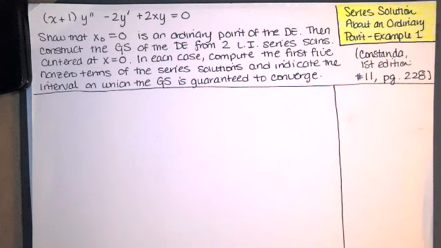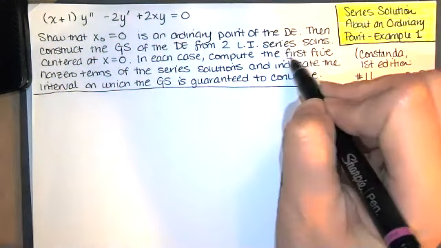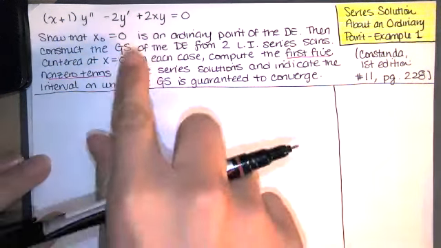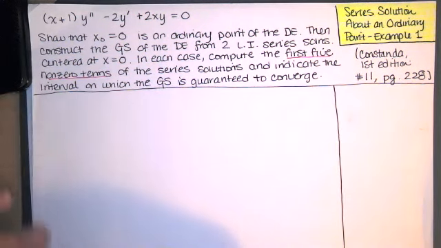Then we're told that in each case, we want to compute the first 5 non-zero terms of the series solutions and indicate the interval on which the general solution is guaranteed to converge. Okay, so that's the plan. First, we will show that x naught equals 0 is an ordinary point of the differential equation.